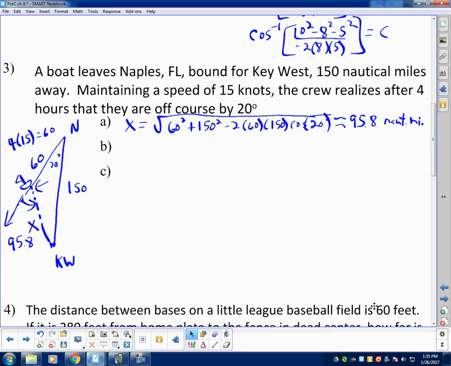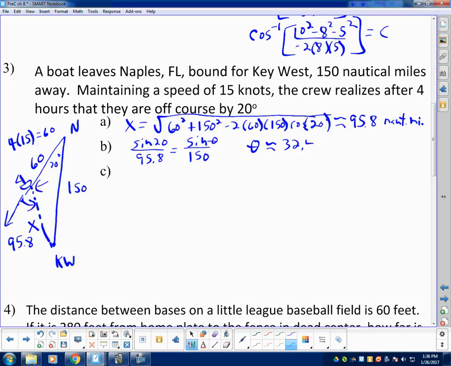All right, so what angle does he have to turn through? We've got law of sines we have to use here, and we're going to go ahead and set it up. We have sine 20 over the new side length I just got, 95.8, equals, we're just going to call it sine of theta over 150. And then when I calculate theta here, theta is about equal to 32.4 degrees.